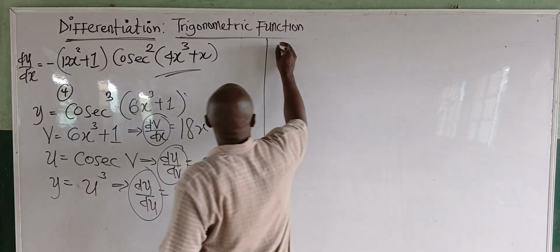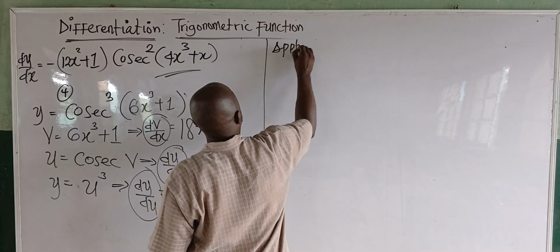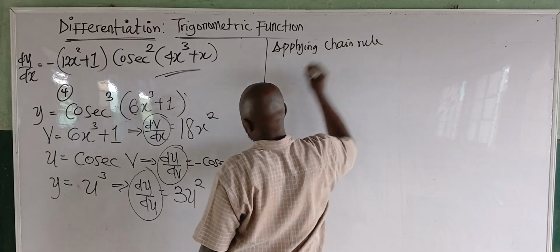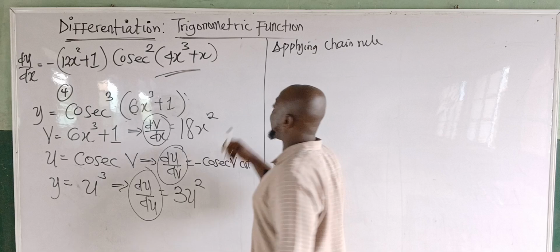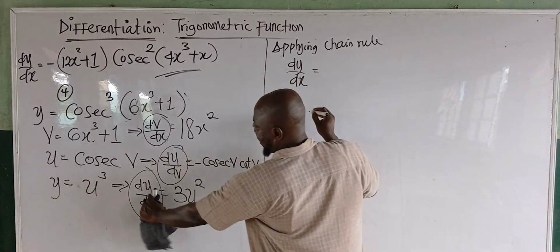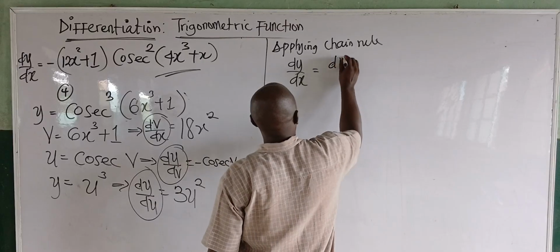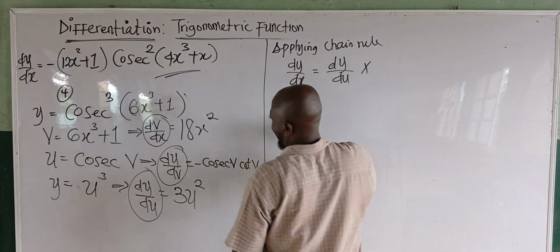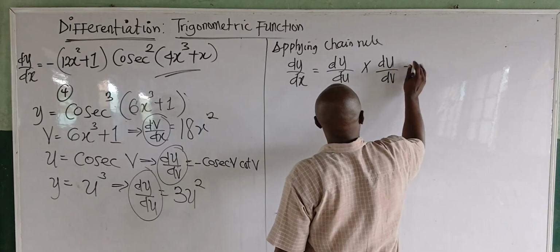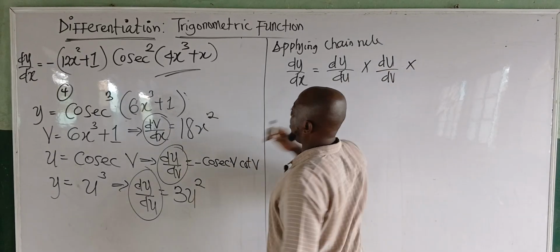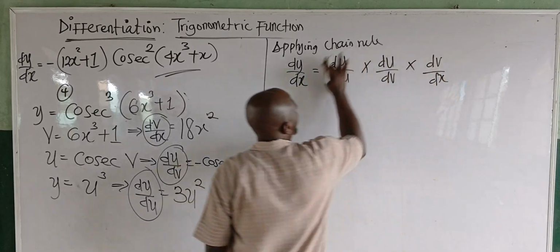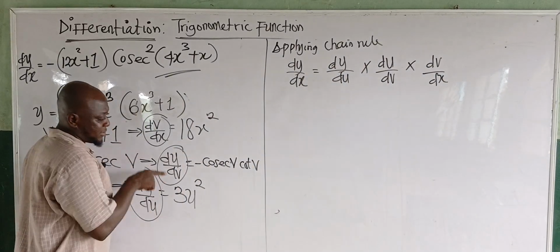So what do we do now? We say applying chain rule. Remember, chain rule starts from down. So we say dy over dx here will give us, I'll take the first one, dy du normally, times next up here is du dv, times next up here we have dv dx here. So this becomes function of several functions. So I'm starting from the down.